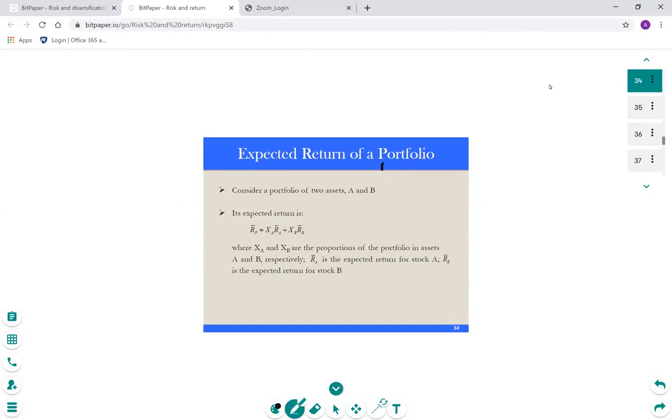Now we're going to think about what happens when we put two stocks together in a portfolio. The expected return isn't all that tricky. It's just the weighted average of the individual returns. So if we have a portfolio where XA is the proportion of the portfolio held in asset A, and XB is the proportion of the portfolio held in asset B, then the expected portfolio return is just given by this equation here, which is, again, a simple average of the individual returns.